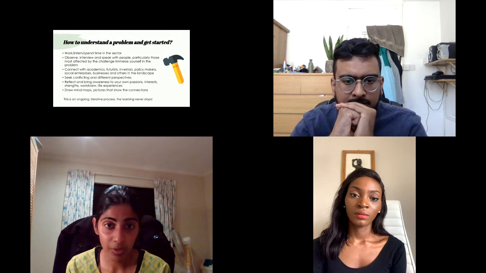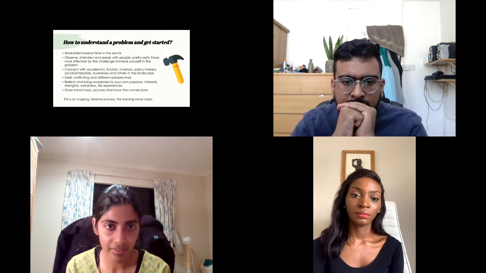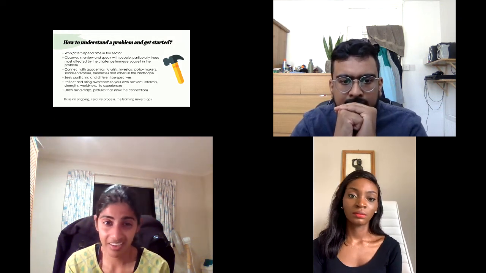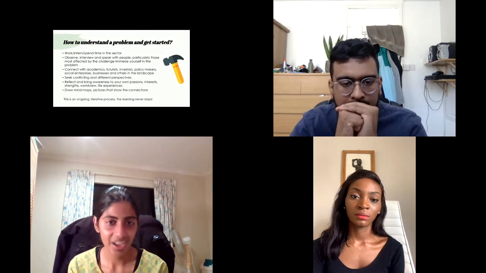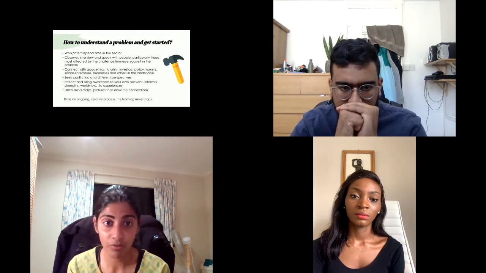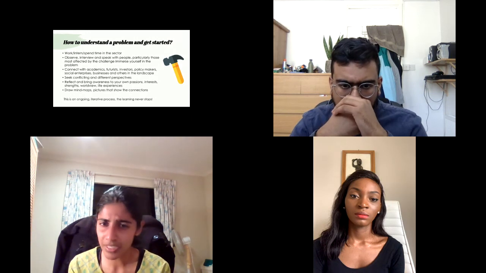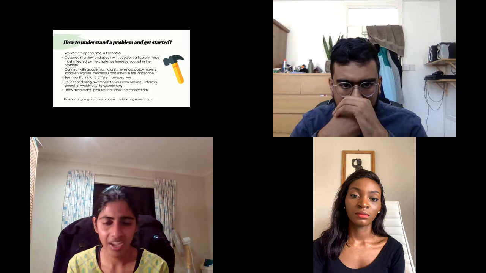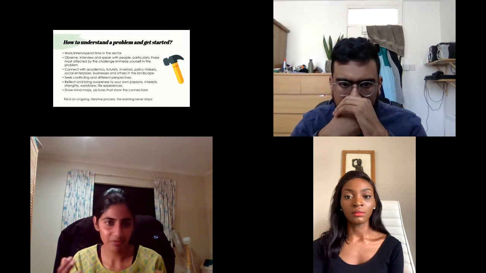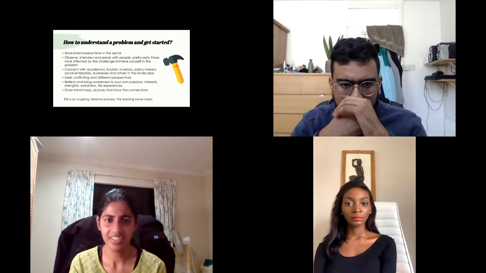Observe, interview, speak with people. Reese had mentioned design thinking. A lot of that's about cultivating empathy for those most affected by the challenge. Immerse yourself in it. Connect with people, academics, futurists, investors, policymakers. Give people a call, spend time with them, learn from them. Seek conflicting perspectives. People don't agree on these things. Even in our group, we've got different thoughts, so it's really good to hold different perspectives. Challenge your own thinking. Talk to people that you disagree with to push your thinking as well.